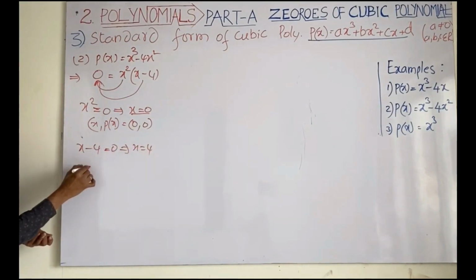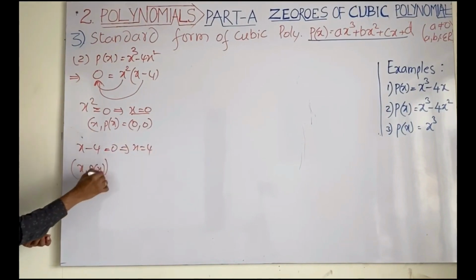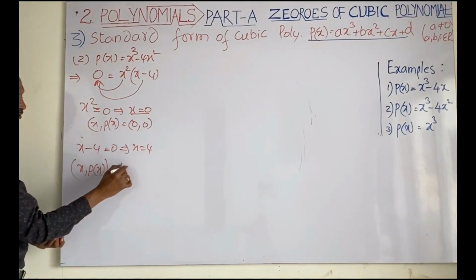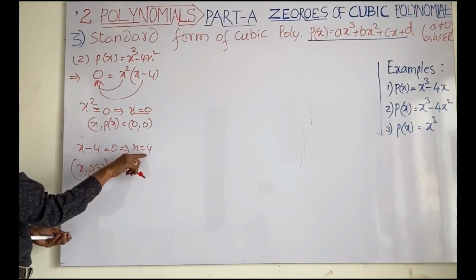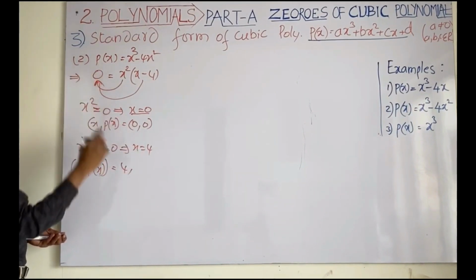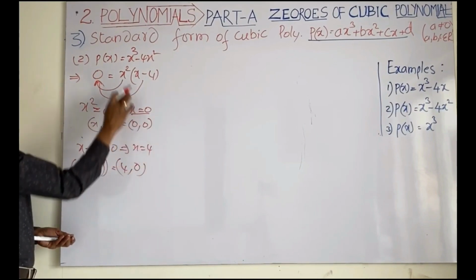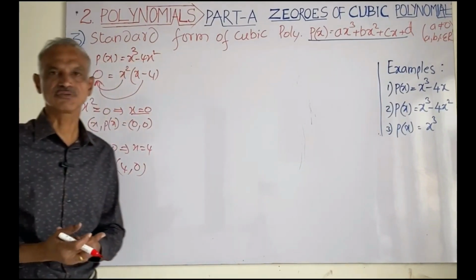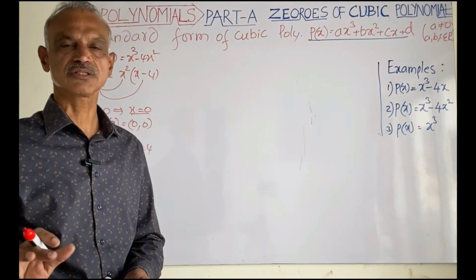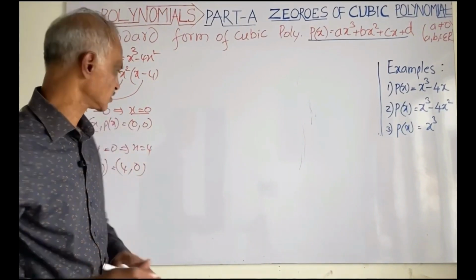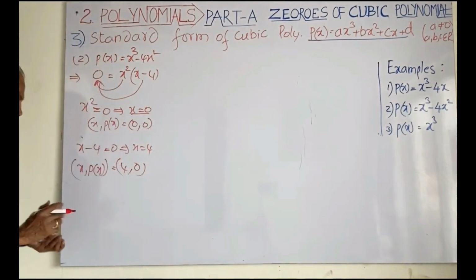What is the x coordinate and y coordinate? X is 4 because it is a zero of the polynomial. What is p of x? Anyway, that is 0. When you substitute 4 here, 4 cube means 64, 64 minus 4 into 4 square means 16, 4 times 16 is also 64. 64 minus 64, you will get 0.